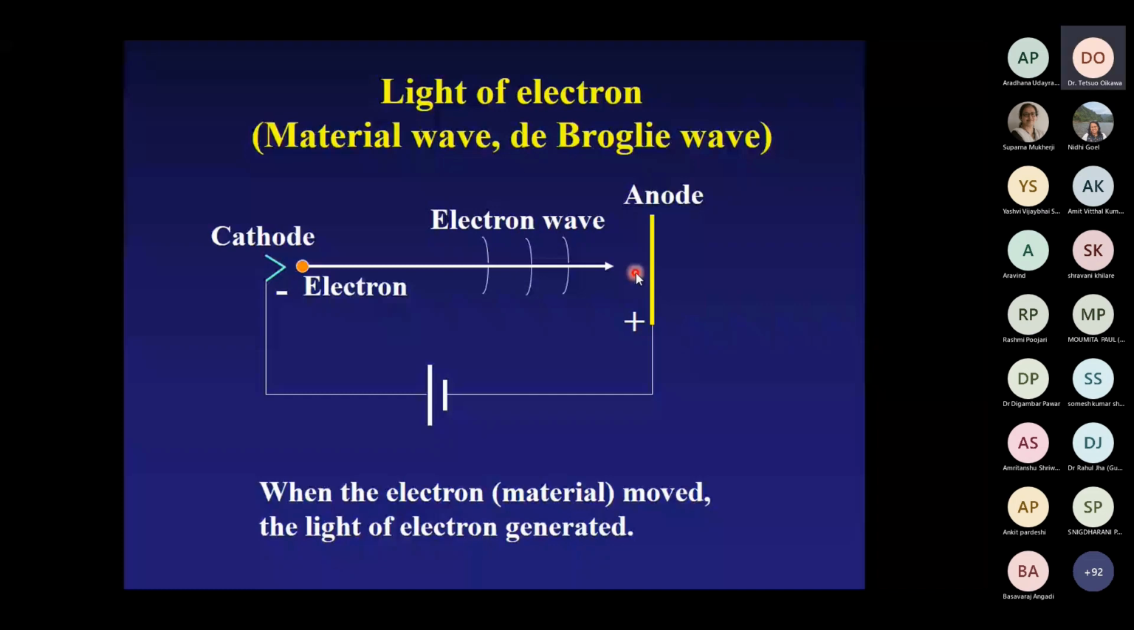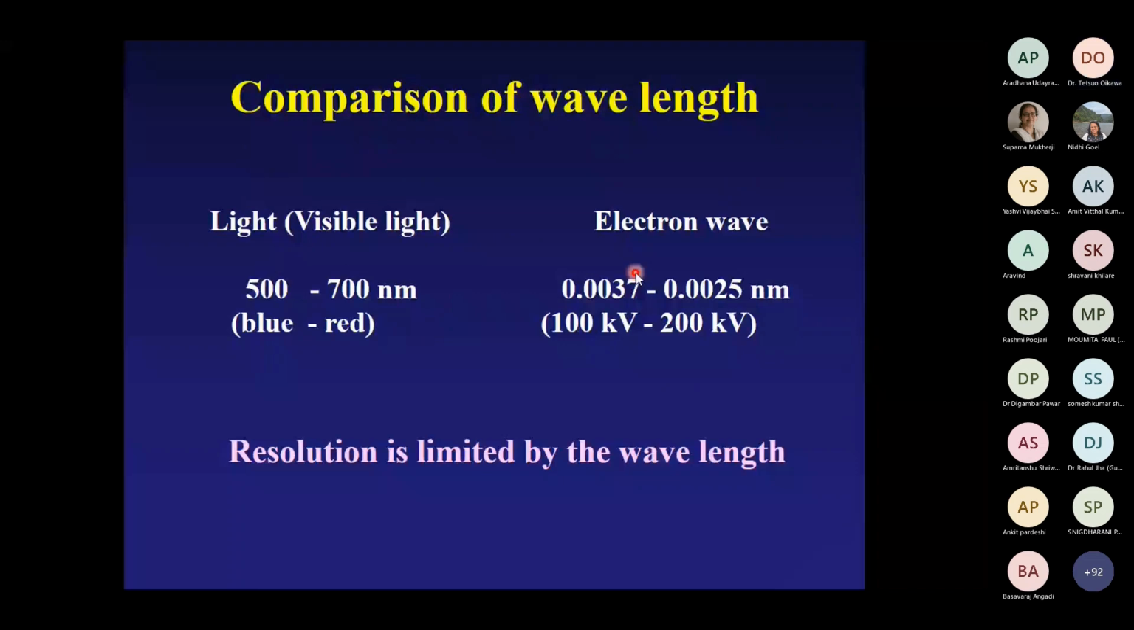The electron wave has a wavelength like visible light, but visible light has wavelengths of 500 to 700 nanometers depending on the color, while the electron wave is very short, also depending on the accelerating voltage. In the case of 100 kV accelerating voltage, the wavelength is 0.0037 nanometer, and 0.0025 at 200 kV. Owing to this small wavelength, the electron microscope gives very high resolution imaging.